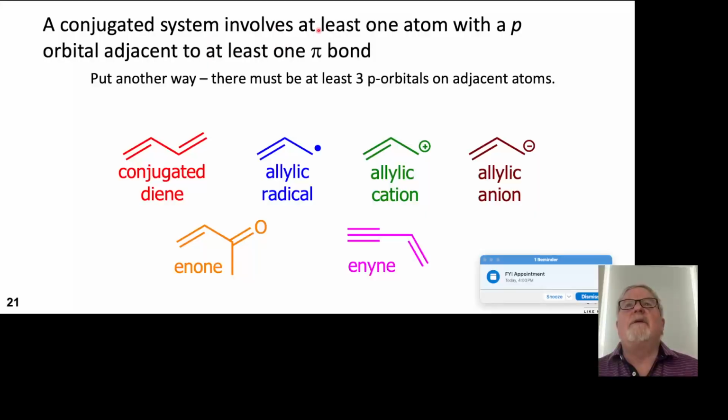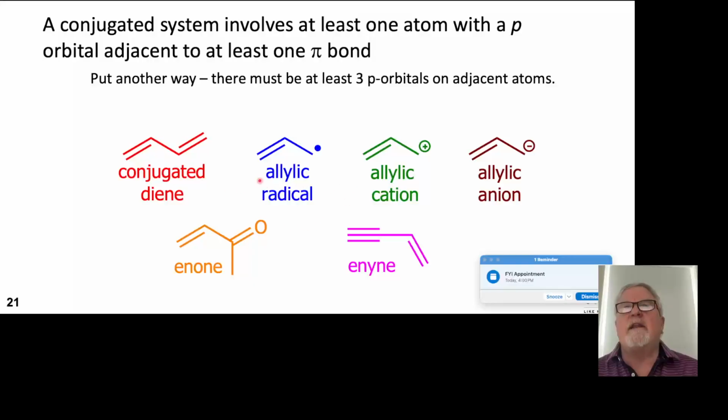A conjugated system involves at least one atom with a p orbital adjacent to at least one pi bond. So when we have a conjugated diene, remember these are all sp2 hybridized, so we build the pi system by the overlap of those p orbitals that remain on those carbons. So here we have a p orbital, and we have another p orbital next to that double bond. In this case, that's a p orbital that's also conjugated with this next carbon. So we have 4 p orbitals in a row here.